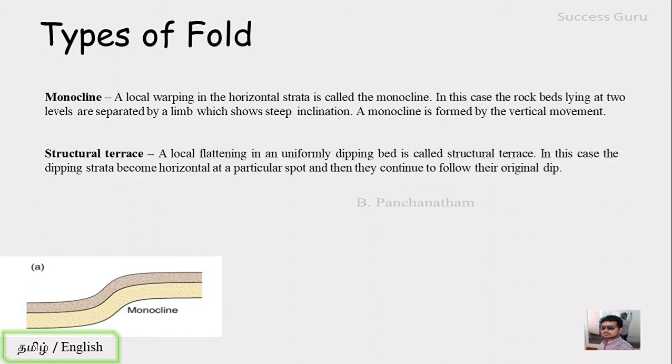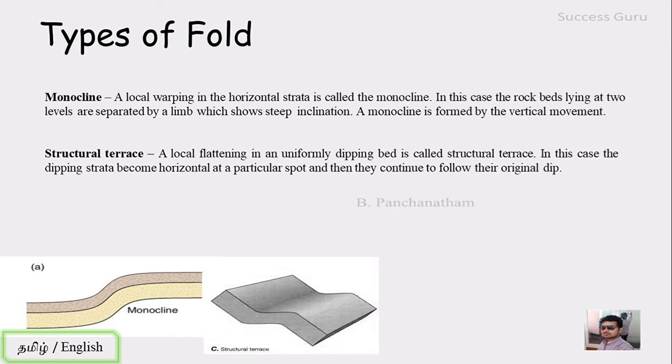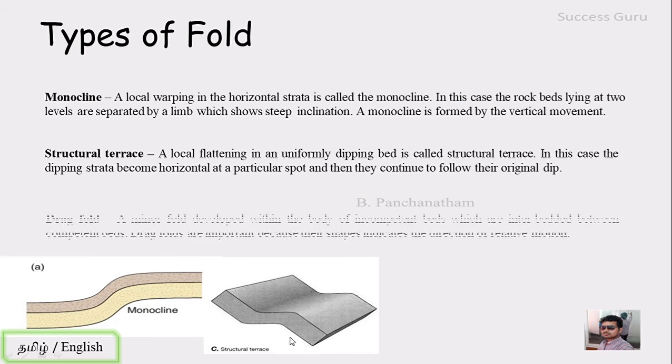And the next one is the structural terrace, which is formed by a local flattening in a uniformly dipping bed. Okay, and it is called a structural terrace. In this case, the dipping strata become horizontal at a particular spot, and then they continue to follow their original dip. So what happens? This is an inclined formation, an inclined bed. All of a sudden there is a horizontal portion in this inclined rock. So this portion is considered as the structural terrace.